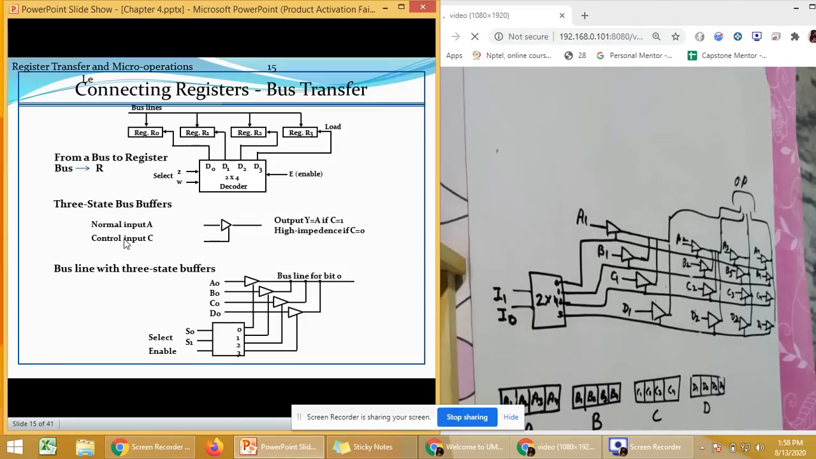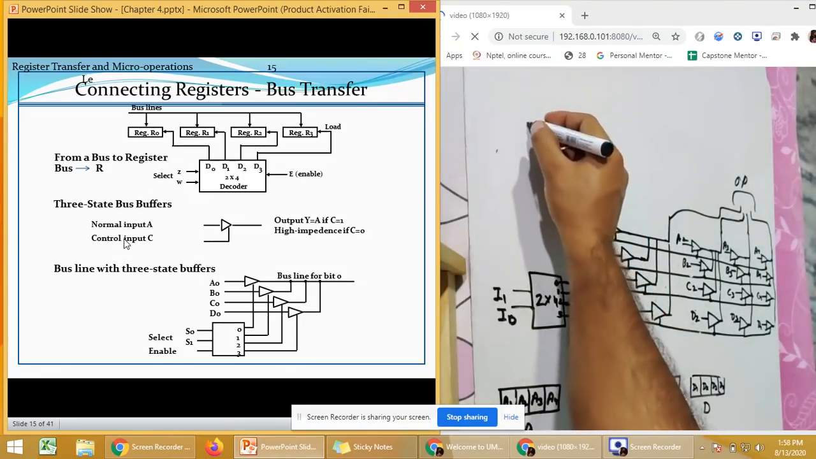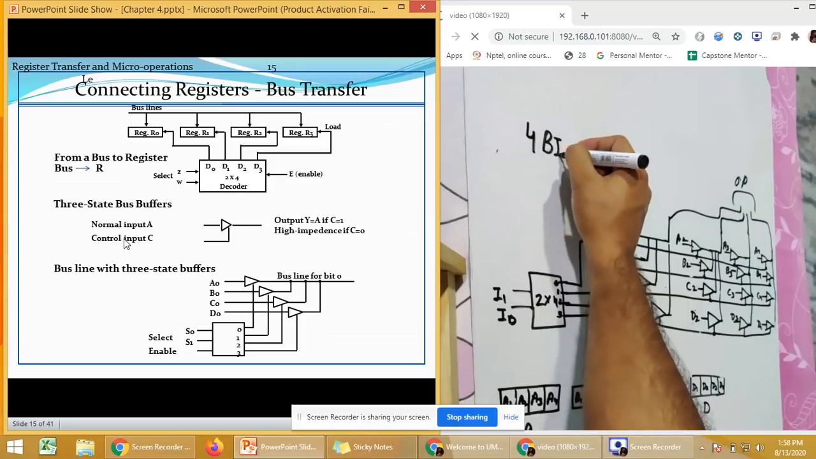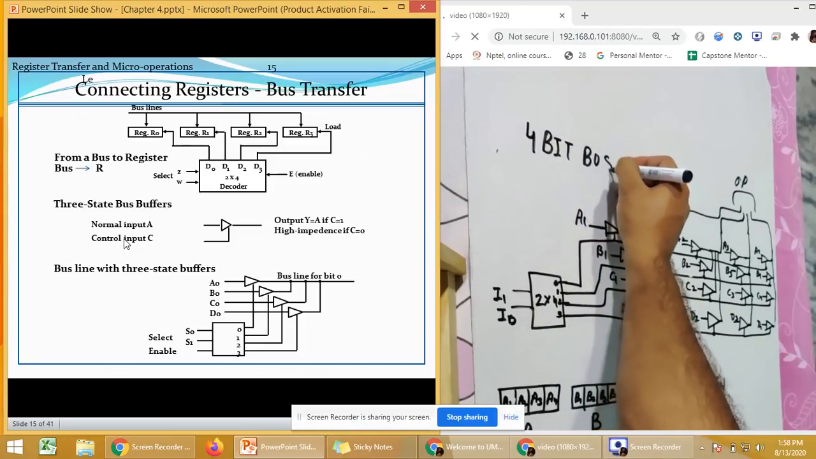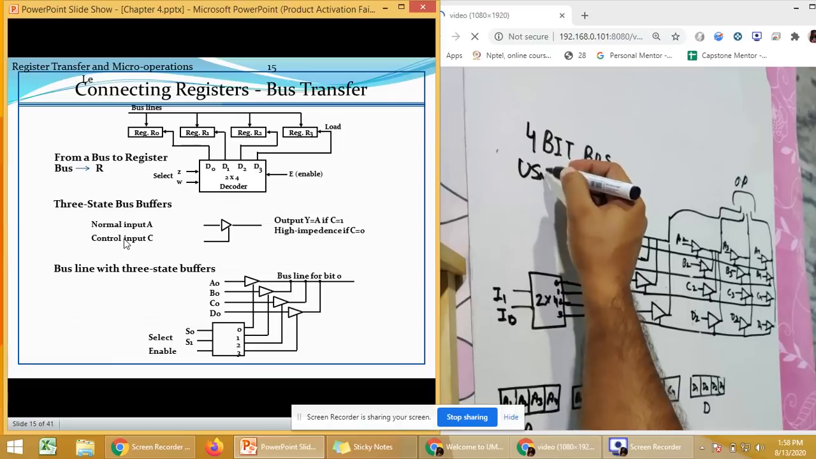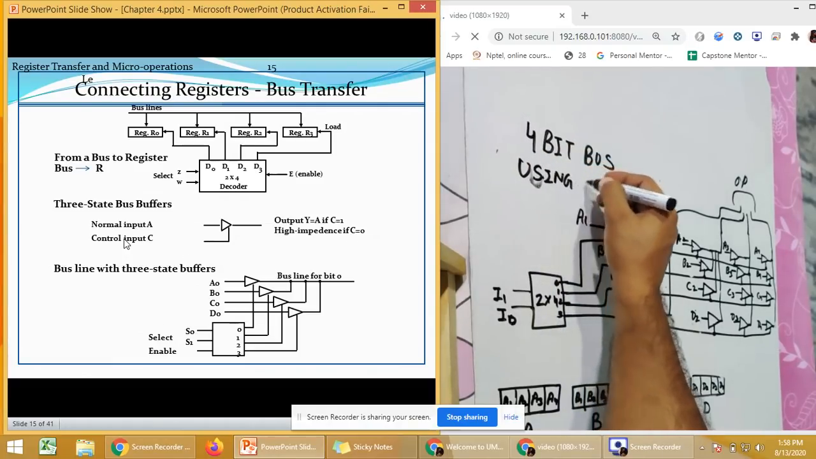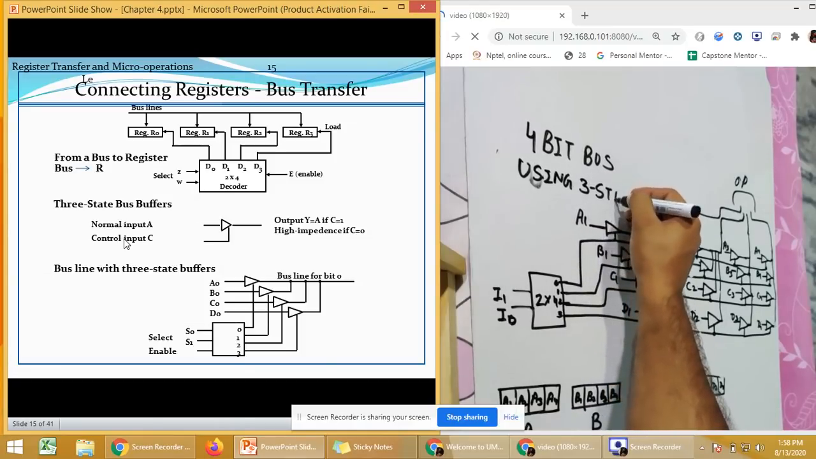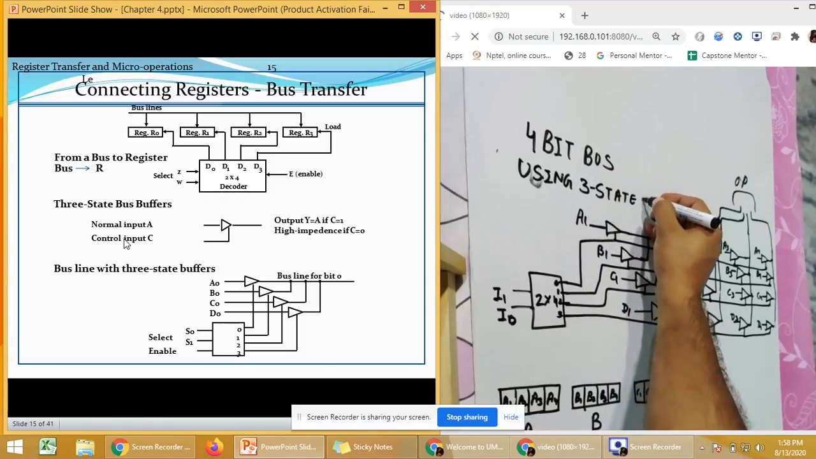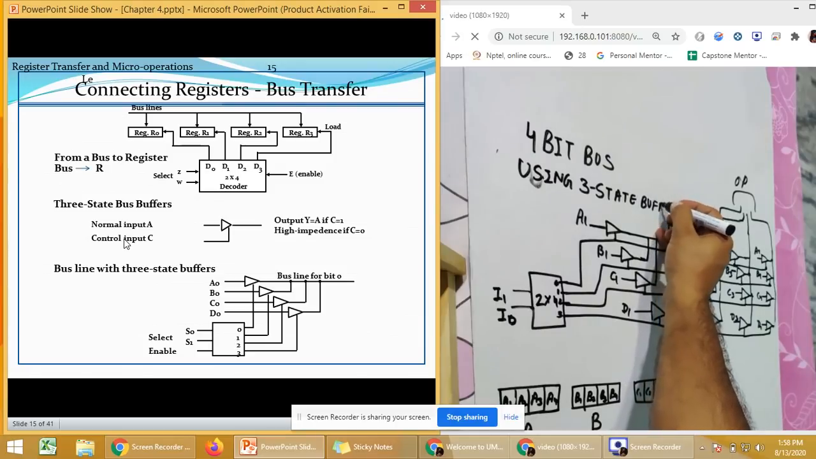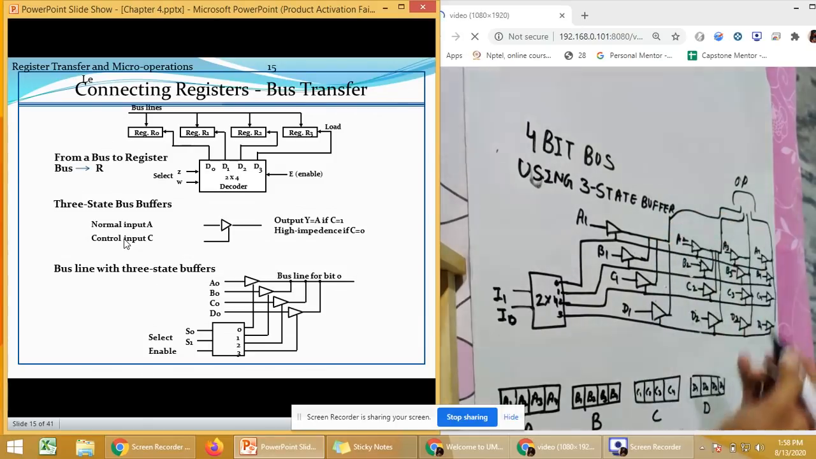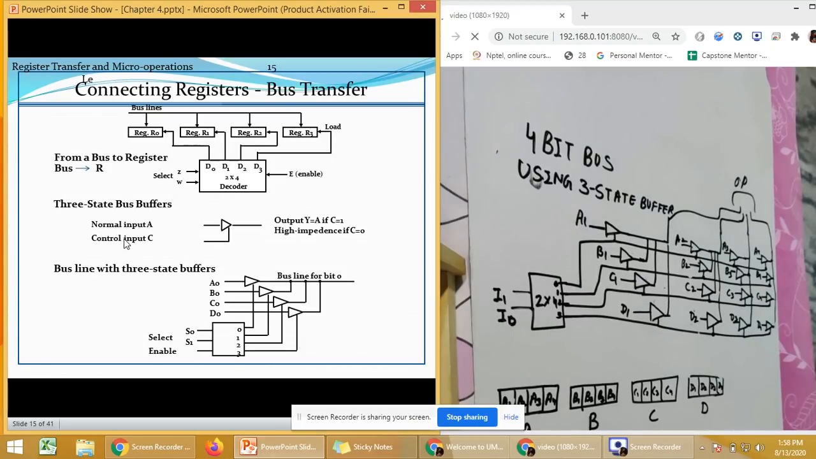So this is a 4-bit bus using three state buffer. Okay, so this topic is creating a 4-bit bus by using three state buffer.